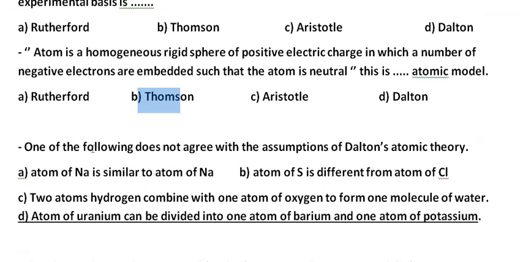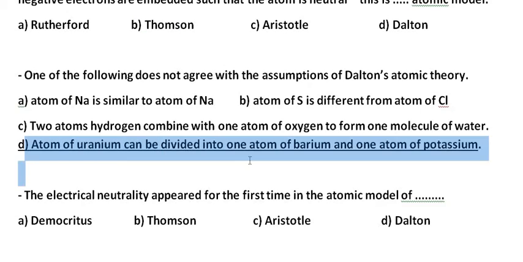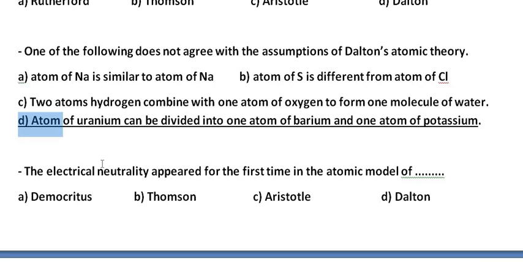Thomson atomic model. One of the following doesn't agree with the assumptions of Dalton's atomic theory. It is clear that D is the answer, because Dalton said that the atom cannot be broken down, and statement D means that the atom can be divided. Uranium atom can be divided, and this means that D is the answer.